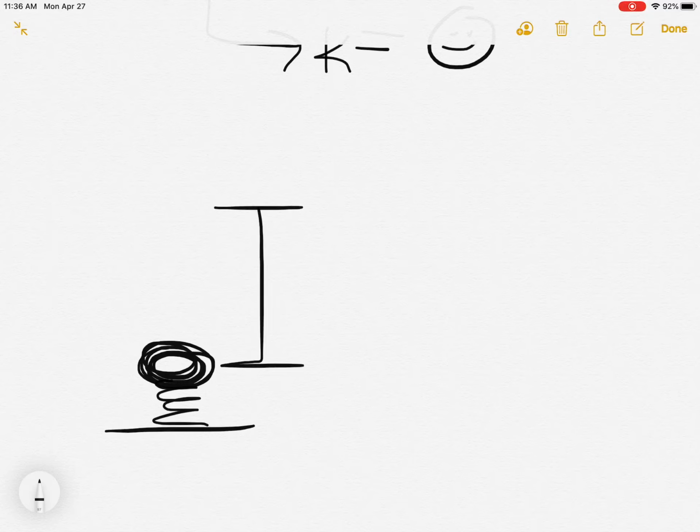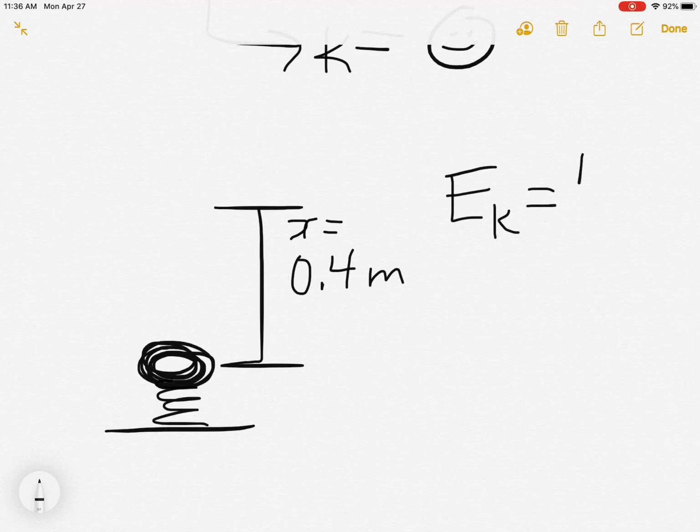Here's the rock now pushed down further. It says push down an additional 30 centimeters. So that means that the entire compression of this spring is now 30 plus the 10 from before. So it's a 40 centimeter x value, right? The spring is compressed now 40 centimeters. And then what you're going to do is you're going to let go and see what happens.